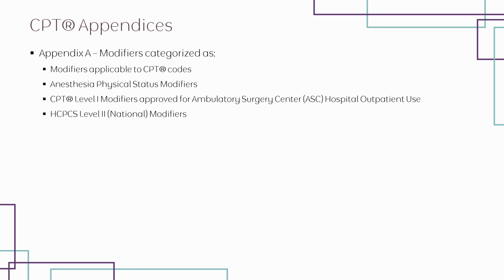At the very back of the CPT codebook, after the Category 3 CPT codes, you'll find the appendices section. This section contains a variety of helpful references that support coding specificity and provide additional examples, explanations, and coding resources for the reader. Now, let's take a moment to locate Appendix A in your CPT codebook. Appendix A contains a comprehensive list of CPT modifiers organized into separate categories. The first section is the CPT Level 1 modifiers, which lists all the modifiers applicable to CPT codes.